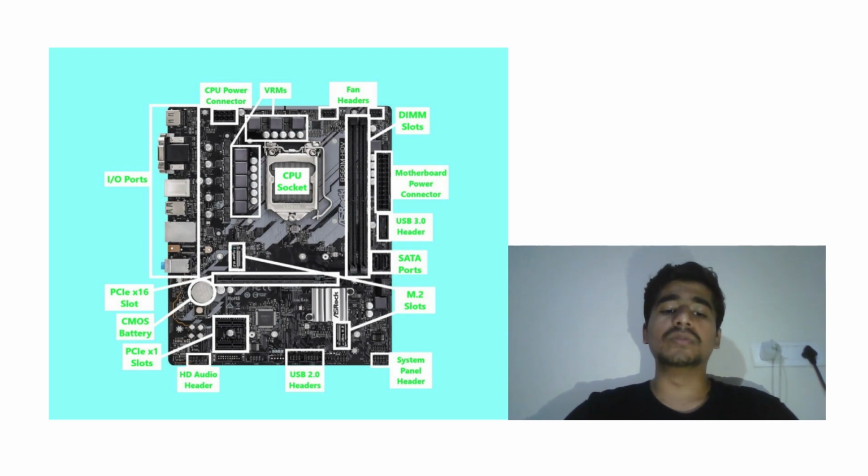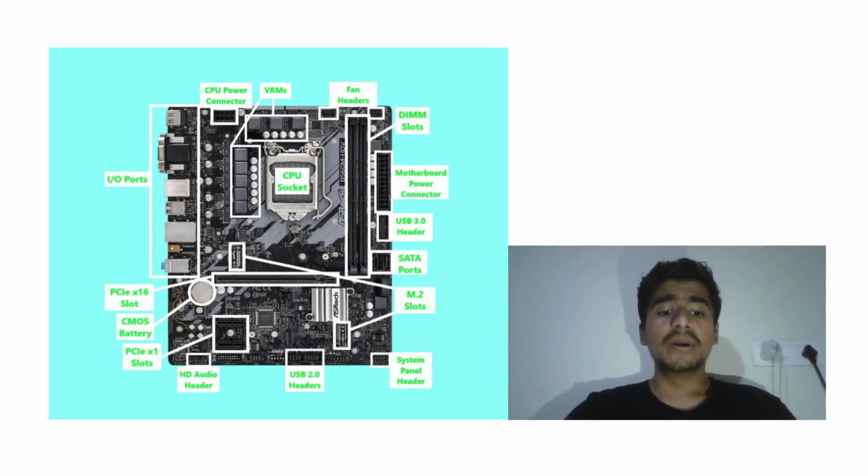Third one is the U.2. This connector is also designed for high-speed SSDs and is commonly found on enterprise-class motherboards. U.2 SSDs use the same interface as SAS, which is Serial Attached SCSI hard drives, and can achieve transfer speeds up to 32 GB.